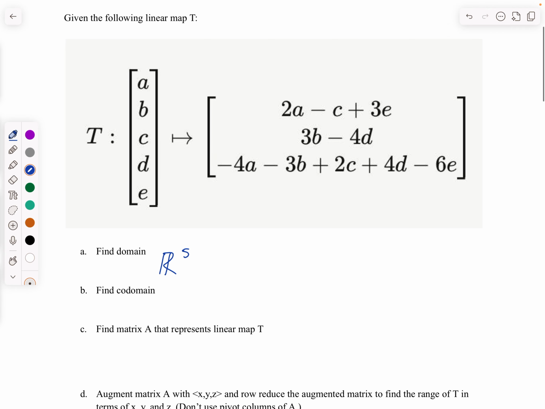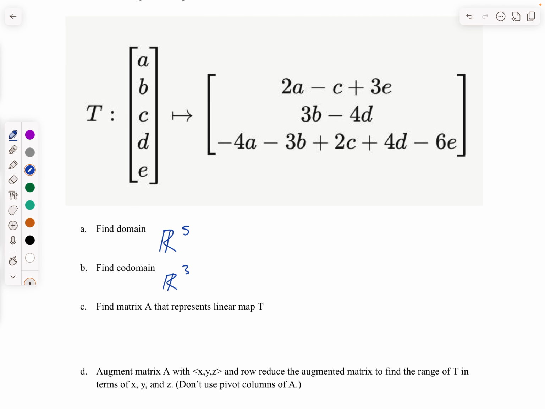So similarly, the codomain talks about the set of all possible output vectors, and we will look at the components for the output as well. So even though there are 5 variables in the output, there are only 3 components because we only have 3 rows here. So since there are 3 components to the output, it's going to be an R3 codomain. So that means our linear transformation can be described as mapping from R5 to R3.